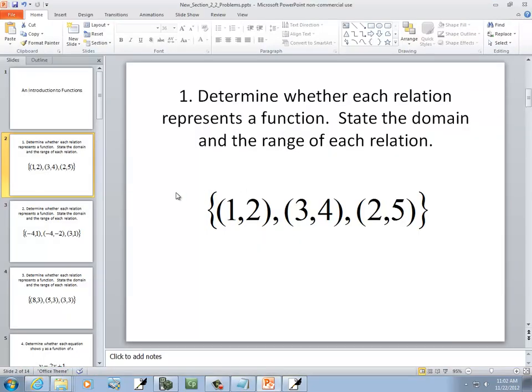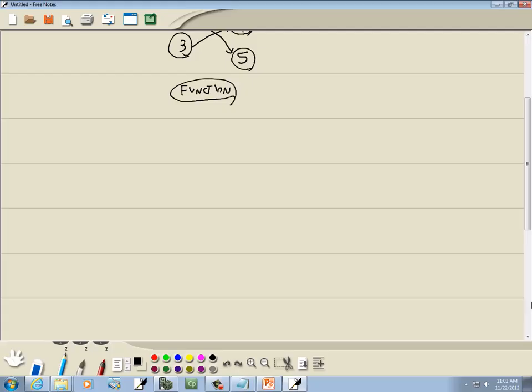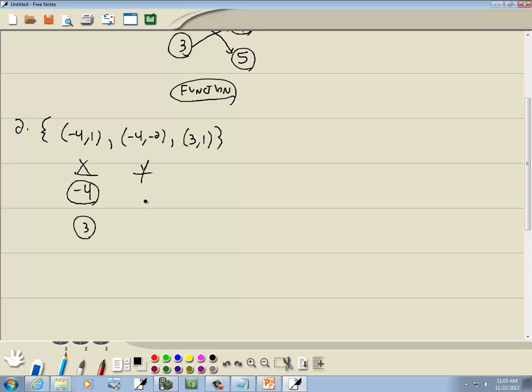Let's do one more with mapping, and then I'll talk about a shorter way to do this. Negative 4, 1. And negative 4, negative 2. And 3, 1. I'll write down my x values, my y values from smallest to largest, not repeating any. So I got negative 4, and I got 3. And over in my y values, I got negative 2, and I got 1.